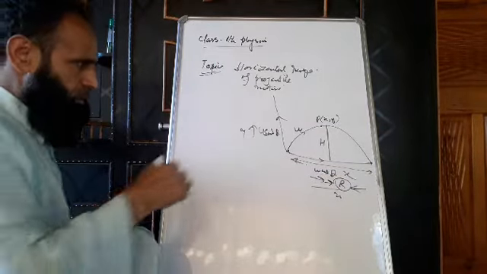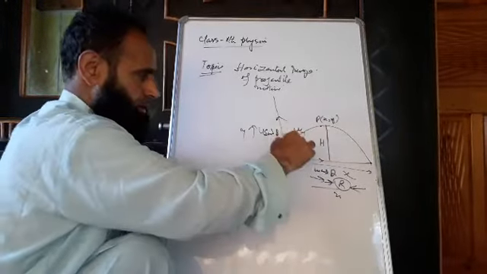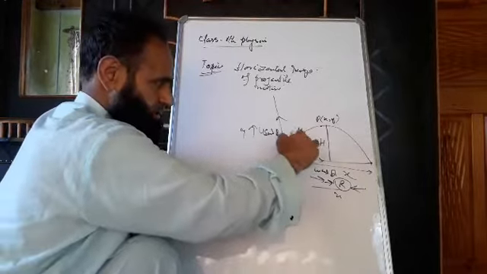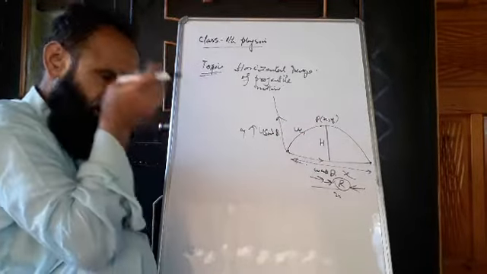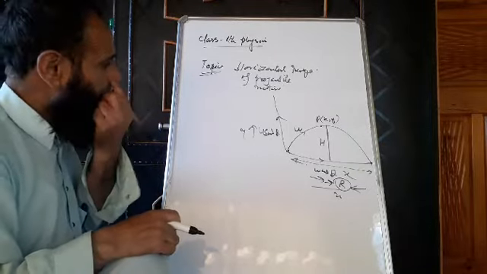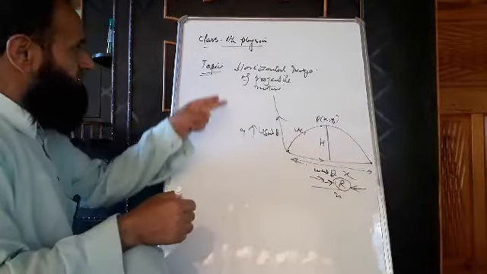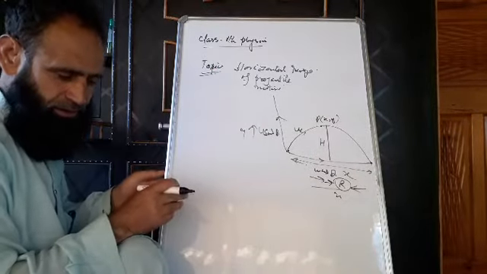We know that this is our trajectory, this is our projectile motion. The path followed by the projectile is called the trajectory. So what we are discussing here is the horizontal range of a projectile.